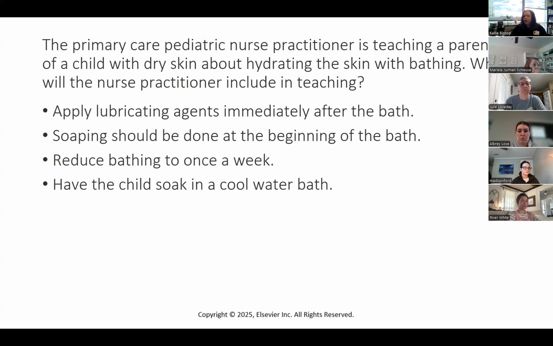Okay, so there are going to be some questions throughout, and most of them are after the content. This one is just before, but that's okay. The primary care pediatric nurse practitioner is teaching a parent of a child with dry skin about hydrating the skin with bathing. What will the nurse practitioner include in teaching? Apply lubricating agents immediately after the bath. Soaping should be done at the beginning of the bath. Reduce bathing to once a week, or have the child soak in a cool water bath. You can just blurt out your answers. First one.